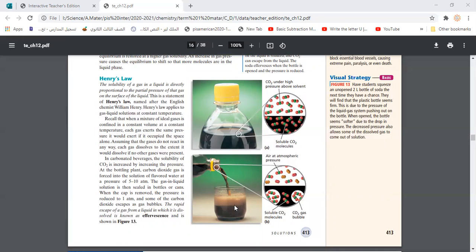So here, we said that for this effervescence, that means this kind of rapid escape of gases, because they were under pressure, but once the pressure is released, they could escape easily here, guys.